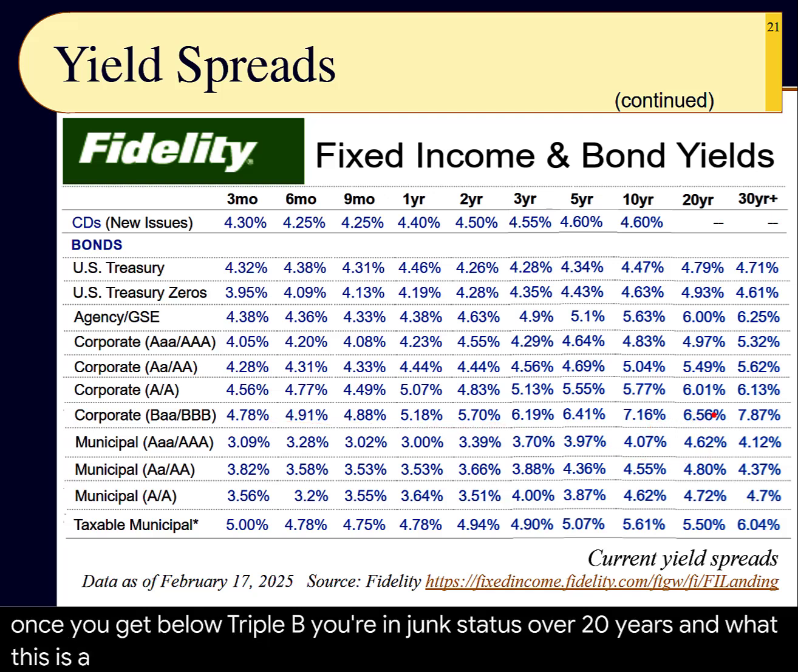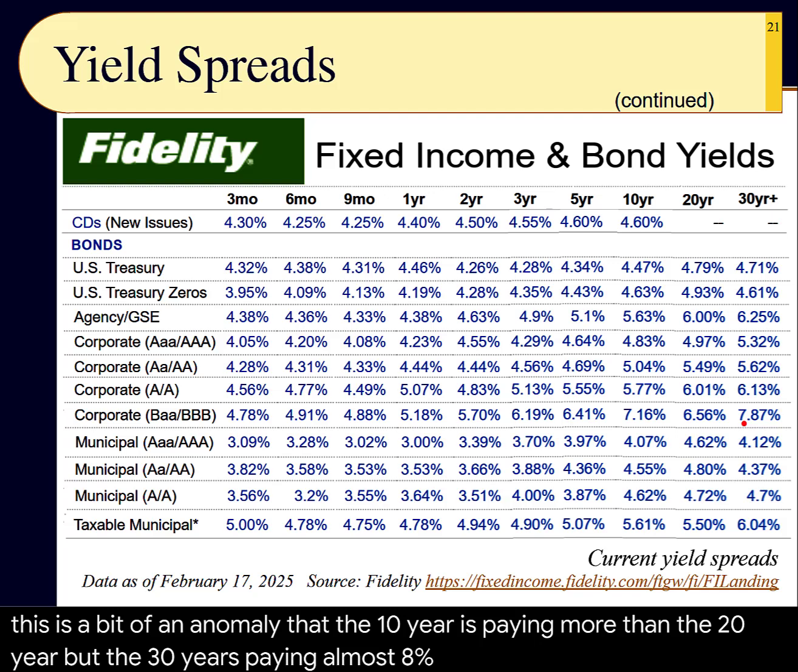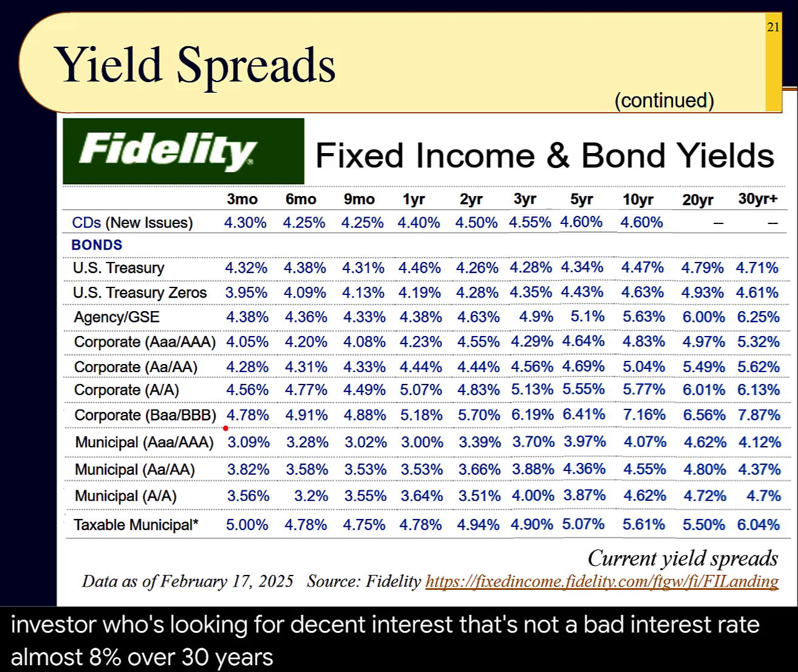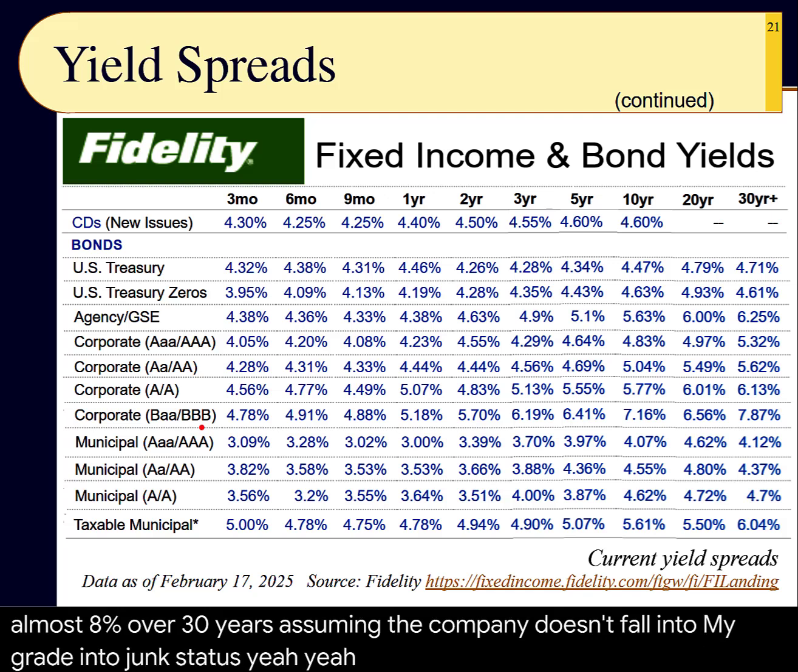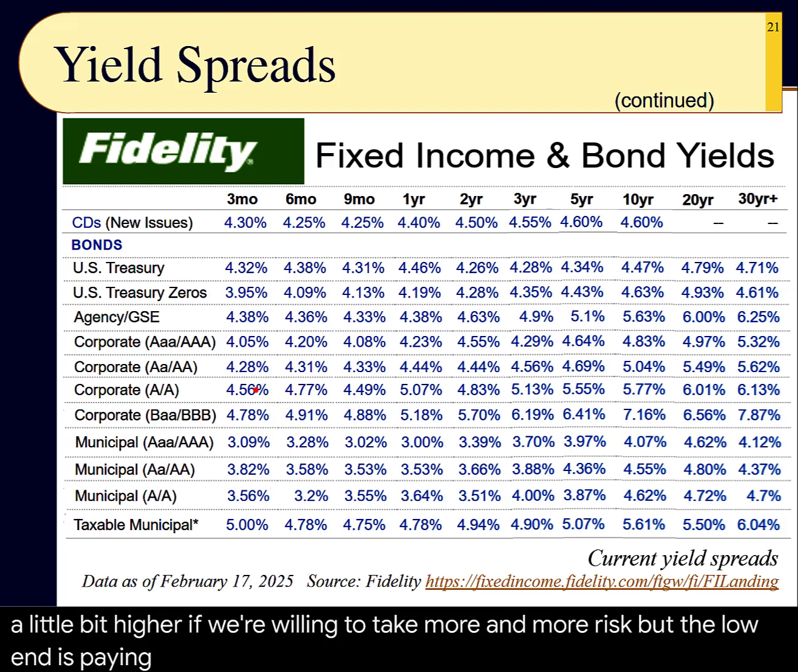Well, this is a bit of an anomaly that the 10 year is paying more than the 20 year, but the 30 year is paying almost 8%, which, for a bond investor who's looking for decent interest, is not a bad interest rate, almost 8% over 30 years, assuming the company doesn't fall into non-investment grade, into junk status. Yeah. But still, bonds are back. In general, 5, 6, 7%, a little bit higher if we're willing to take more and more risk. But the low end is paying 4 or 5%, still pretty darn good.